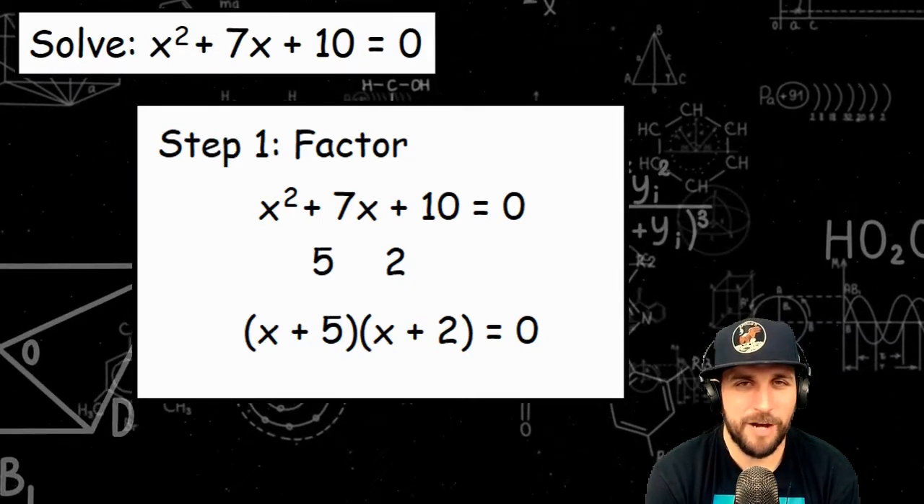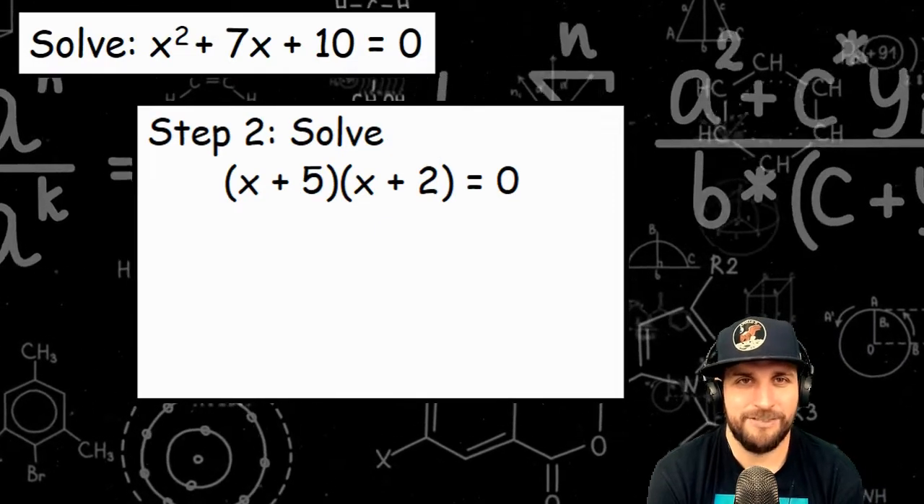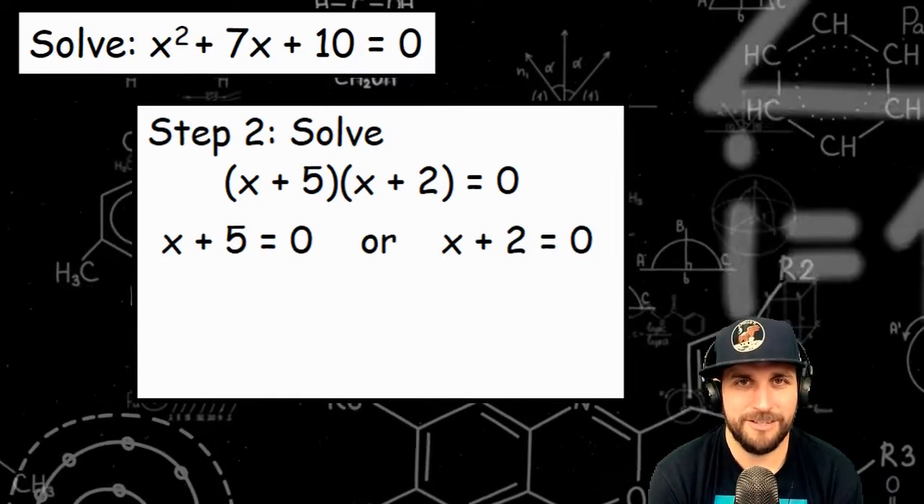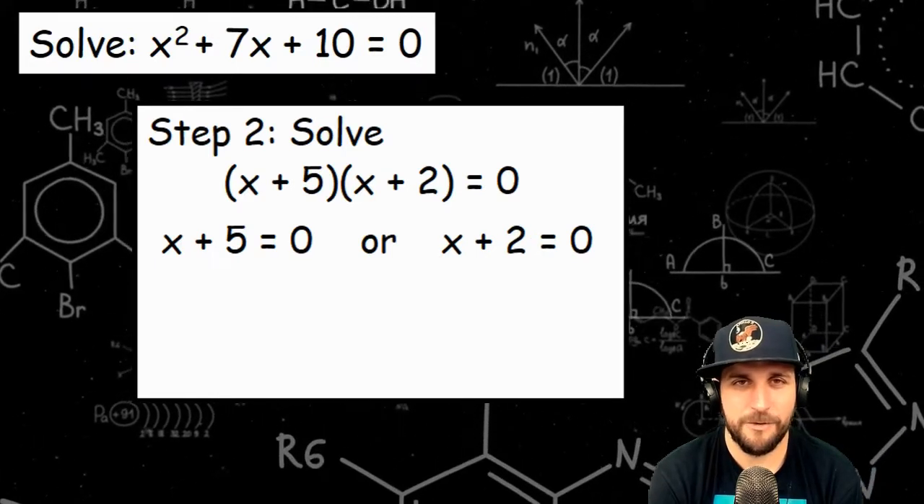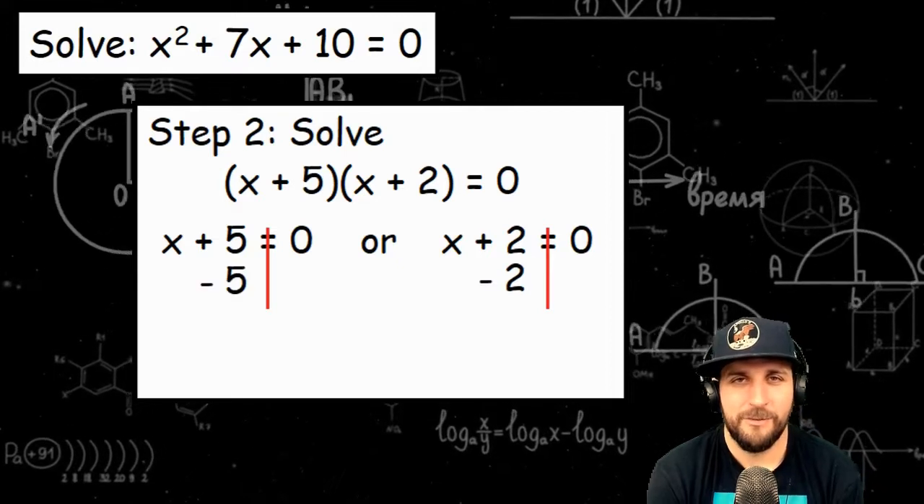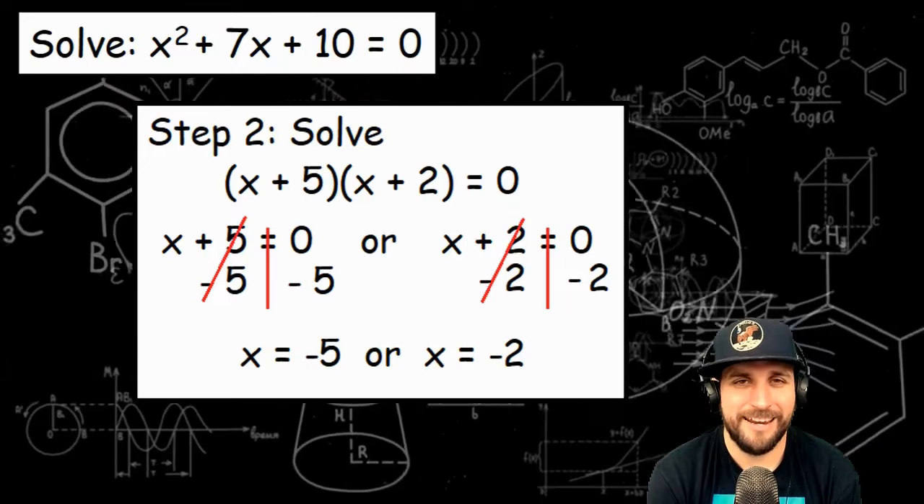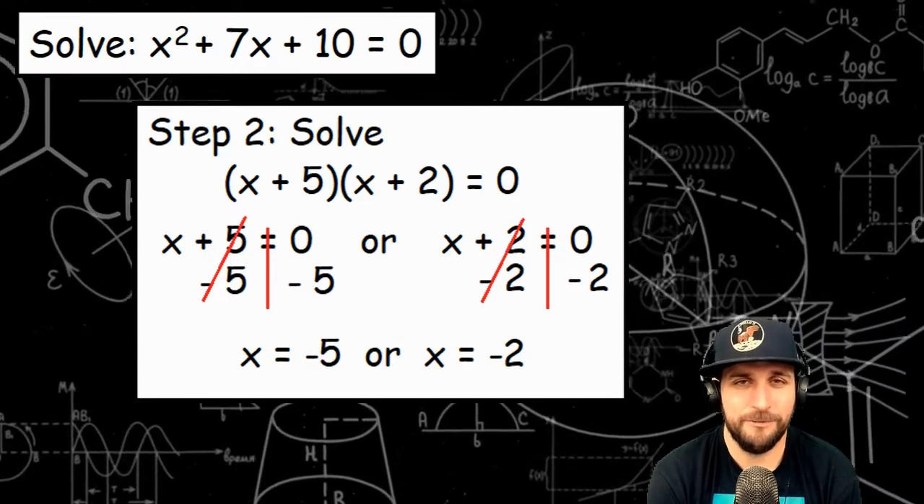Now it looks like the problems that we just did on the front of our notes. So either x plus 5 equals 0 or x plus 2 equals 0, thanks to the zero product property. Solve a couple one-step equations. So my solutions to this quadratic problem would be x equals -5 or -2.